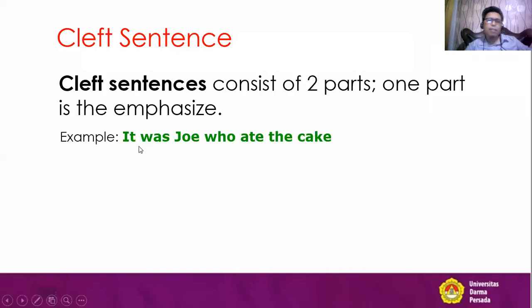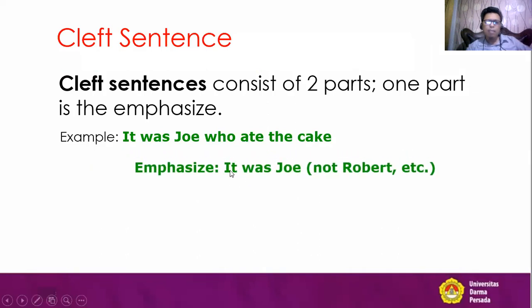The first example we have learned is, it was Joe who ate the cake. This is a cleft sentence because we can identify there is something being emphasized. So what is the emphasis? The emphasis is it was Joe. It was Joe, not Robert, not anybody else. So it was Joe is the emphasis of this cleft sentence.